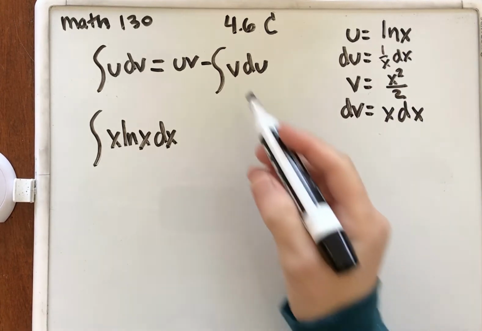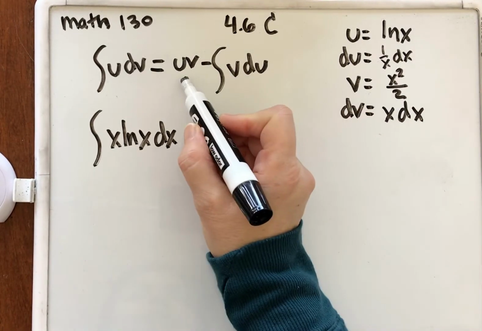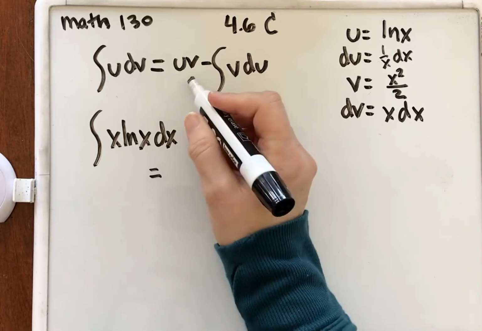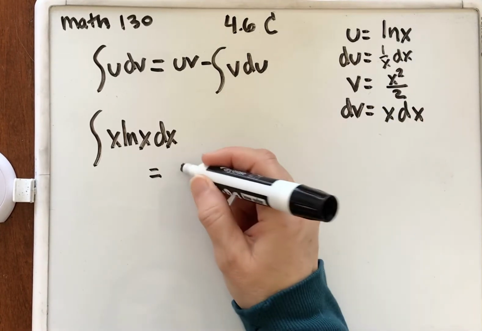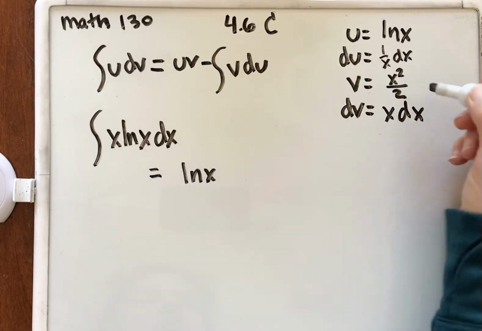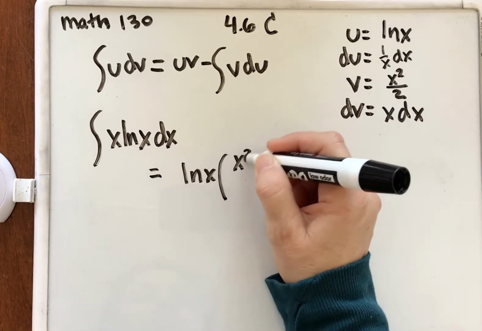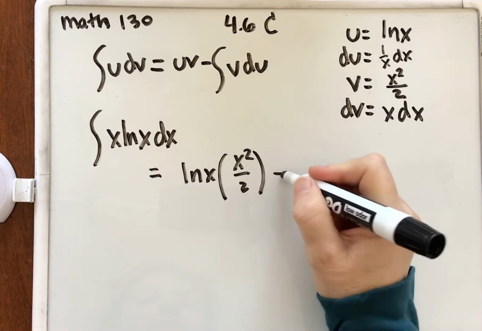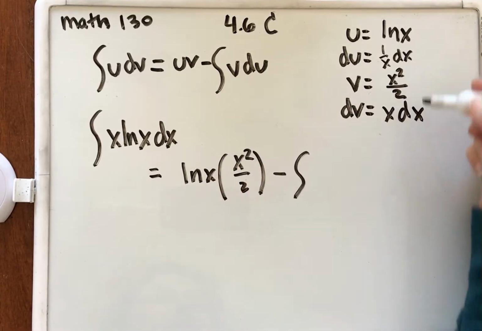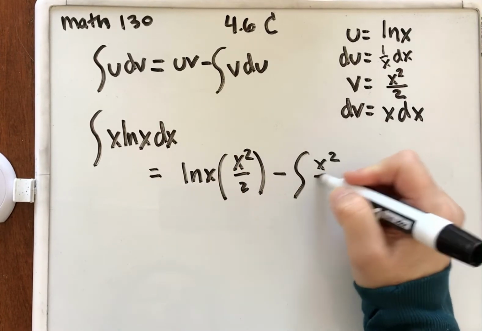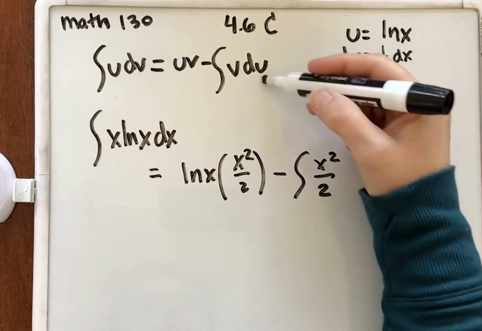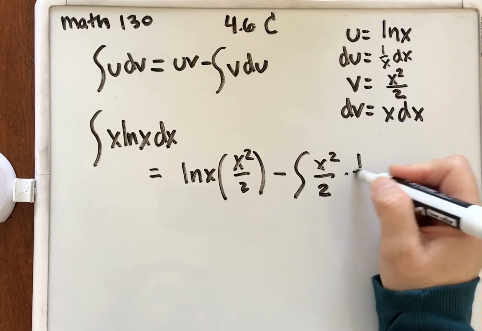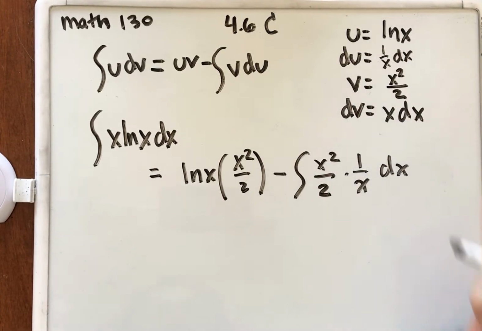All right, now we apply it right into here. We have u times v. So we have ln x times v, which is x squared over 2, minus the integration of v. V is x squared over 2, du. Du is 1 over x dx.